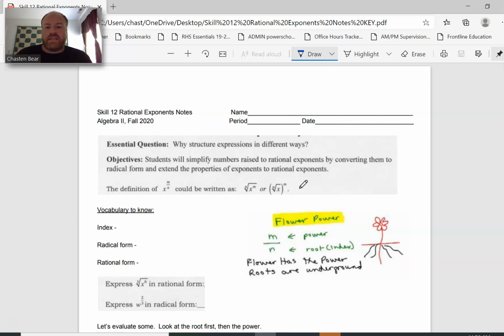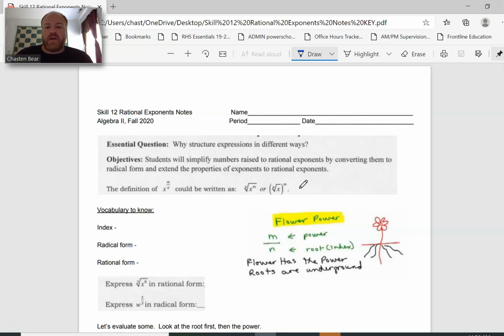Our essential question today is: why structure the expressions in different ways? You will be able to simplify numbers raised to rational exponents by converting them to radical form and extend the properties of exponents to rational exponents.